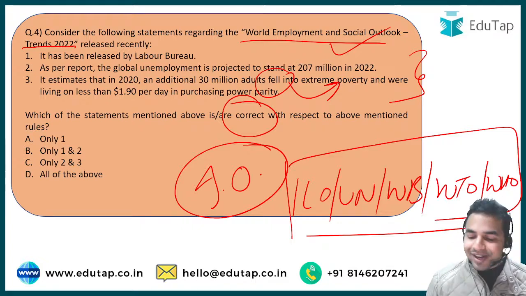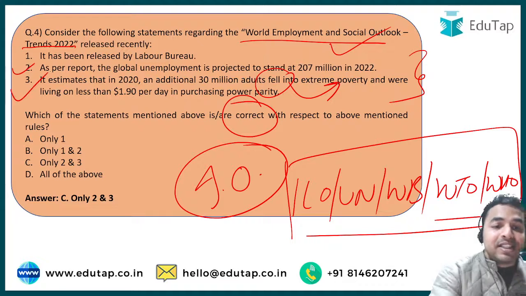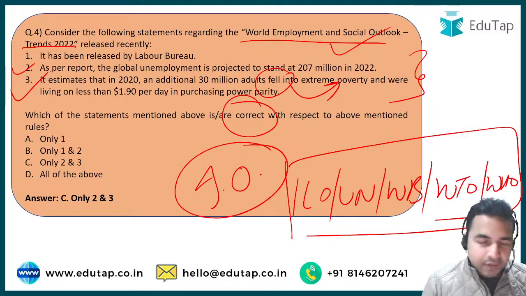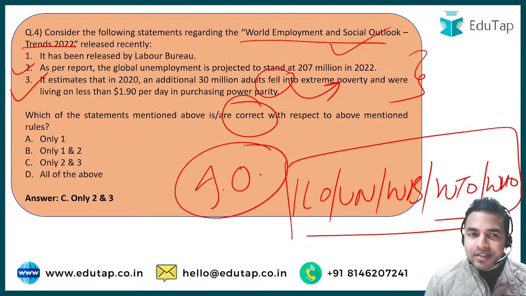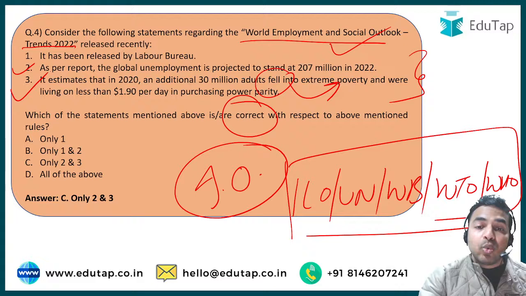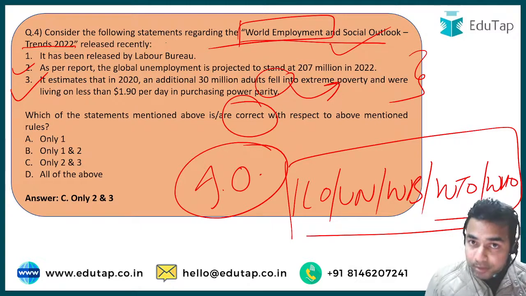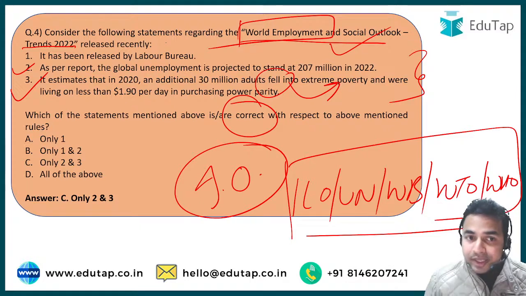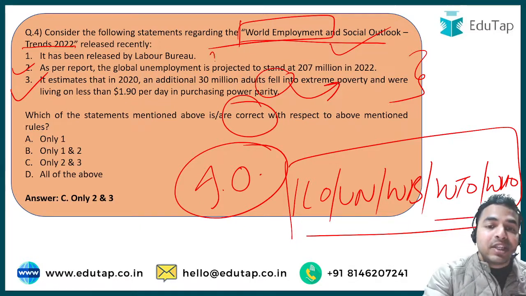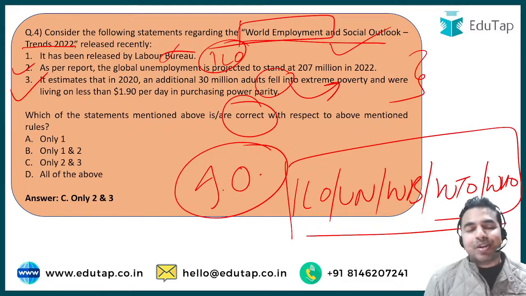And when we talk about the right answer to this question, the right answer is option C, that is, only statements second and third are correct. And why exactly is the first statement incorrect? The reason is that it has not been released by the Labor Bureau. See, we are here talking about world employment and not employment in India. If we were talking about employment in India, then there could be a role of the Labor Bureau, but when we talk about world employment, then it will be the International Labour Organization and not the Labor Bureau, and that is the reason the very first statement is incorrect.